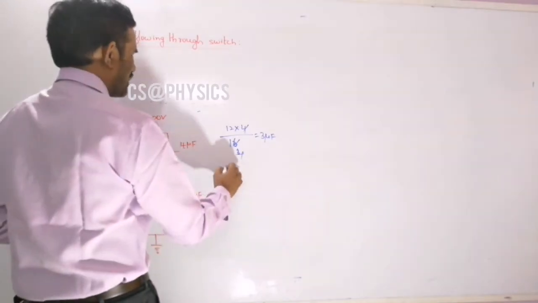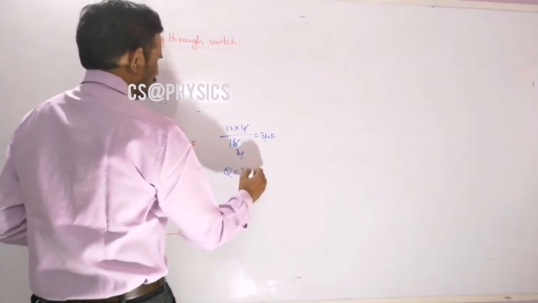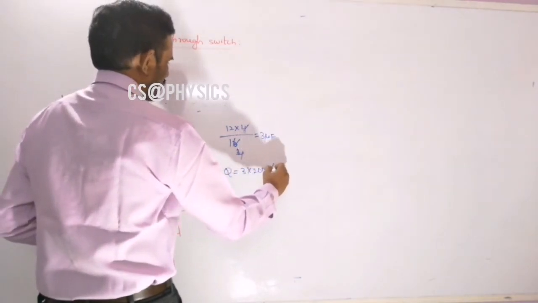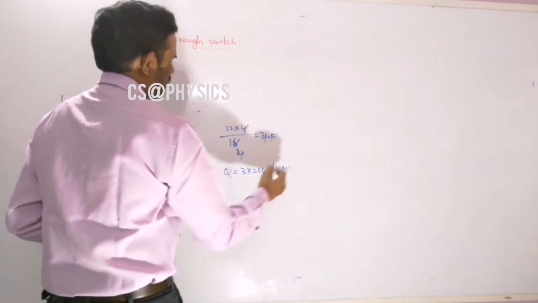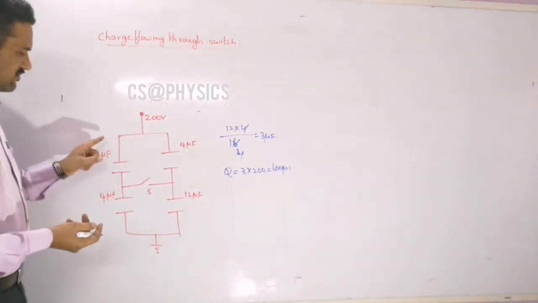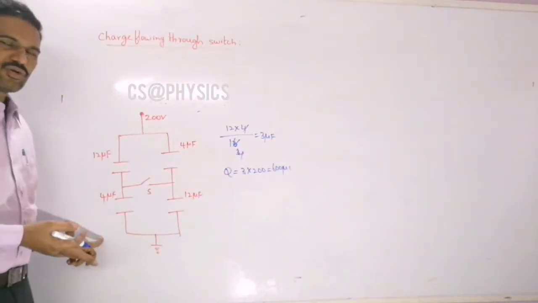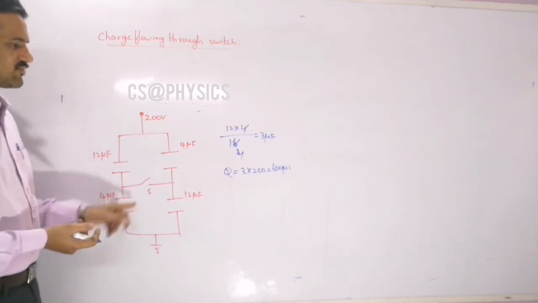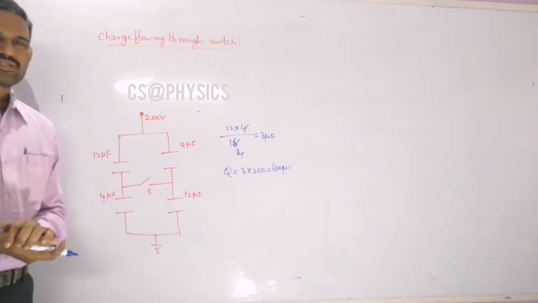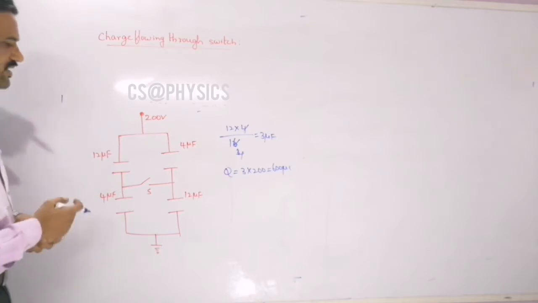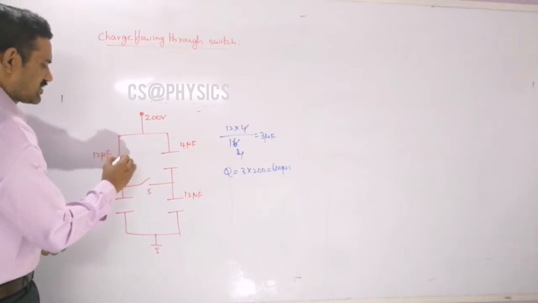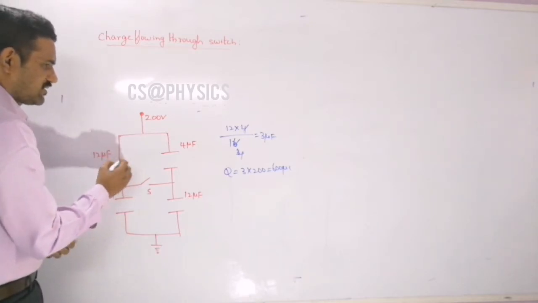So that charge we can write as 3 into 200. So that means 600 microcoulombs charge will be there. So that means this side, on each capacitor 600 microcoulombs will be there, and this side also that 600 microcoulombs will be there. So let us write those charges here. So then this charge is initially like 600 plus 600.